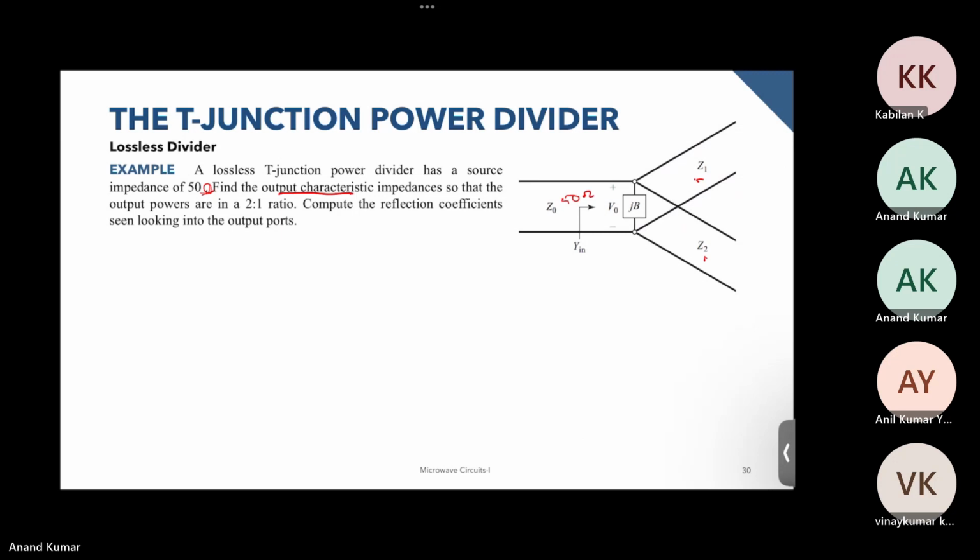We have to find Z1 and Z2, the output characteristic impedances, so that the output powers are in the ratio 2:1. So we have to divide the power in a 2:1 ratio. One arm will receive 1x, the other will receive 2x, and the total is 3x. We also have to compute the reflection coefficients looking at the output port, looking from this side. If this question is clear, then we can start solving.